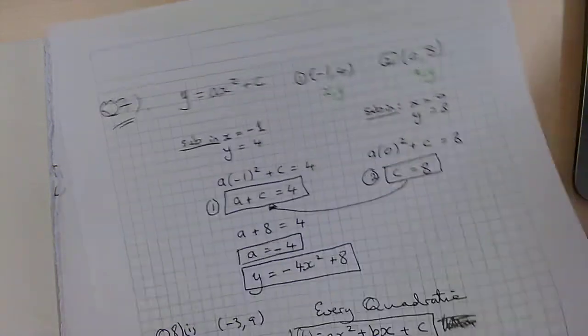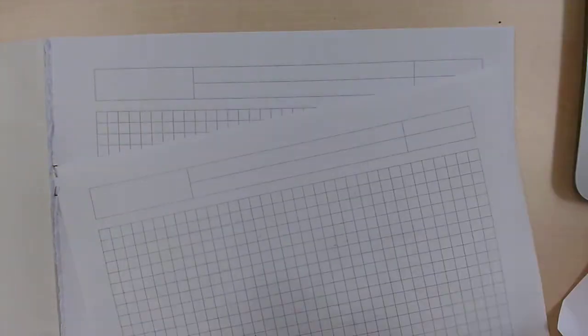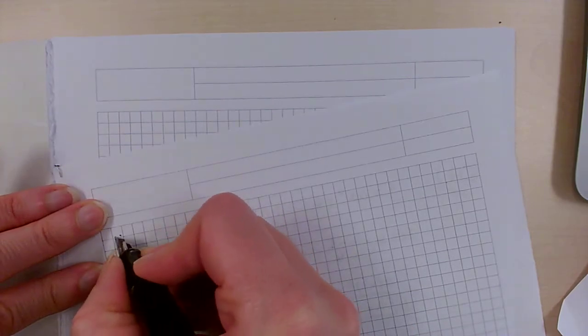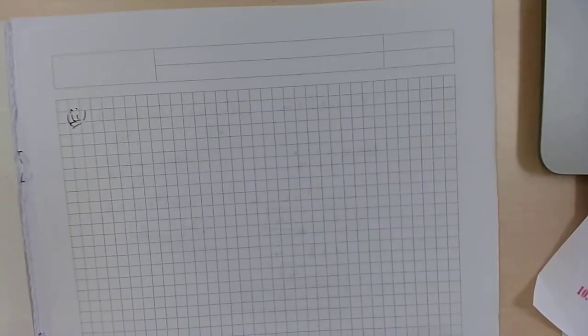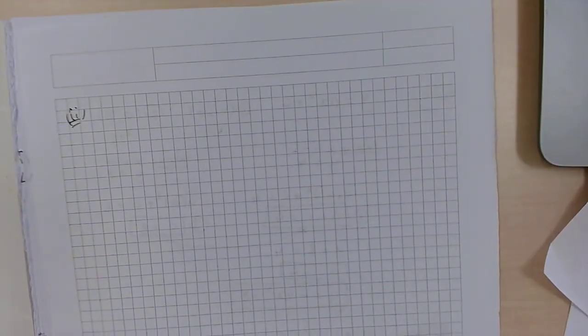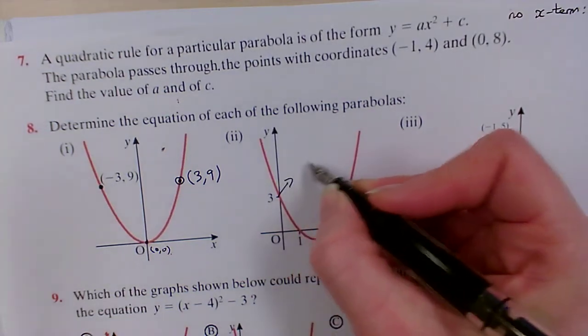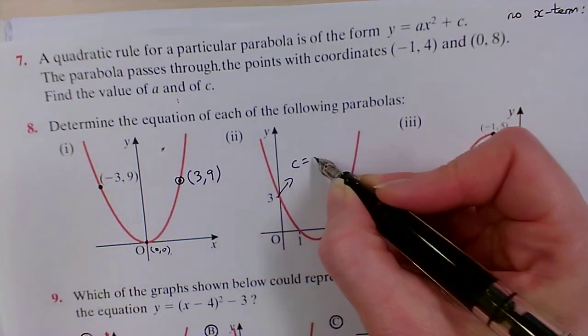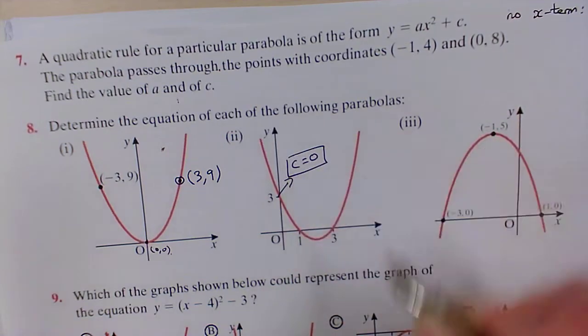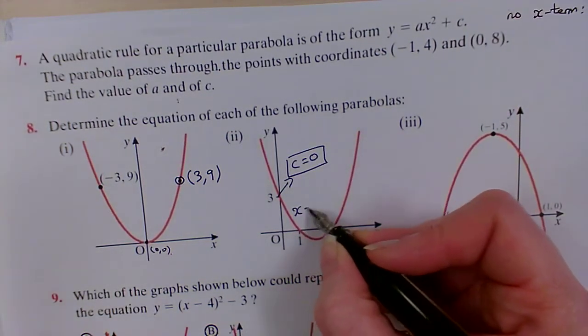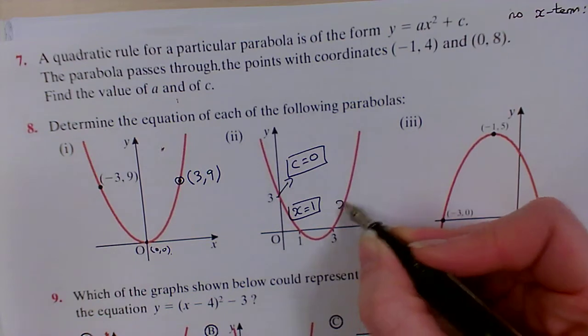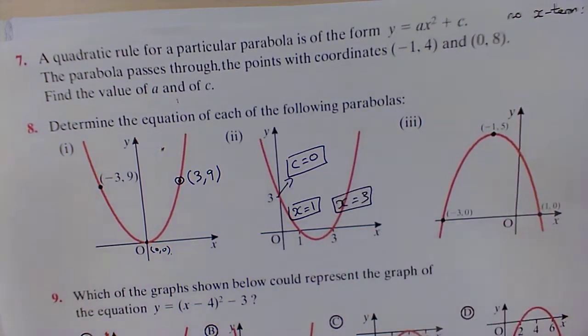Okay, let's look at part 2. We start to go a little bit quicker now as well. Is that okay? Okay. So for part 2, again we have 3 points. But what I like to do is use my y-intercept will always be my constant, and my roots are the opposite of my factors.